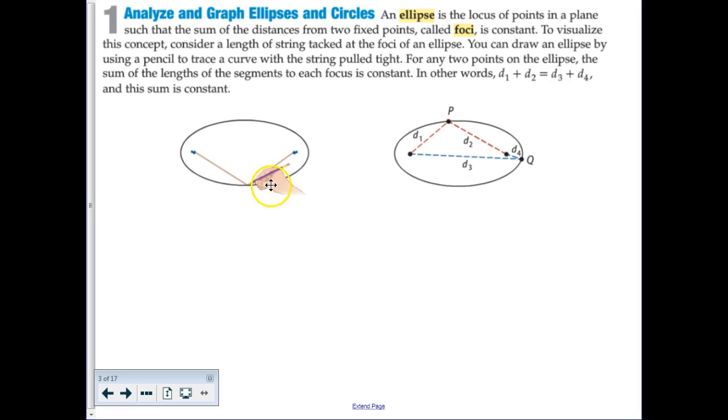The idea is if you were to take a string and somehow affix it from one focus point to the next, they're going to call them foci today. That's the pluralization for focus points. And then you take your pencil and you pull it taut, and then you start drawing around while keeping it taut. You're going to create an ellipse. And what happens is when you have to freehand an ellipse, they're going to look a lot like a football.